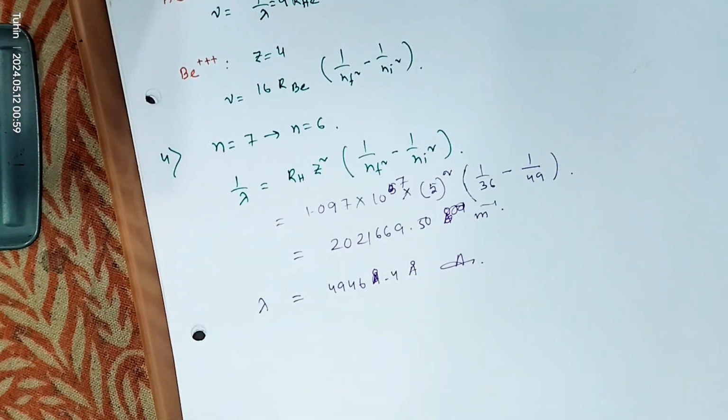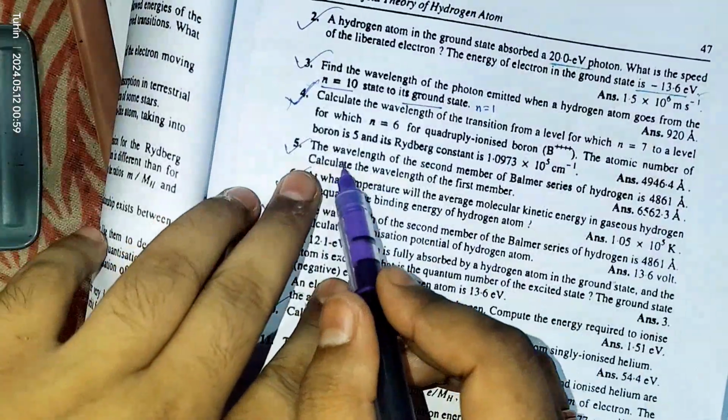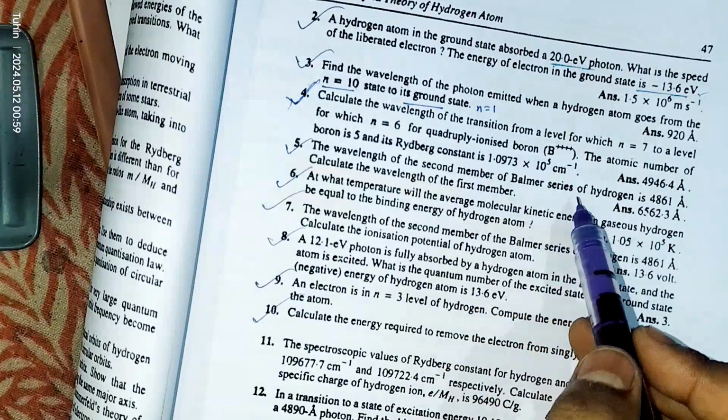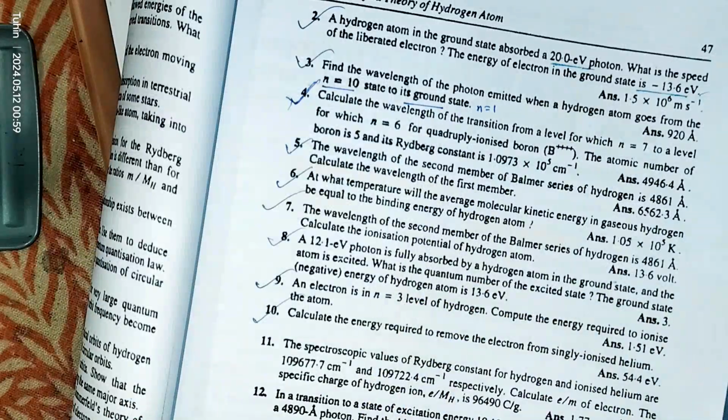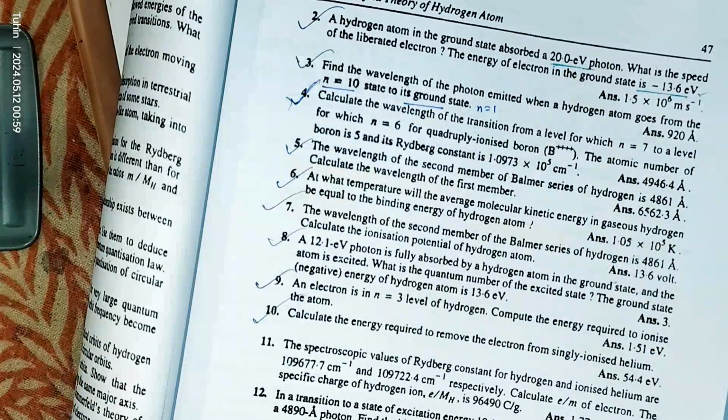Okay, now I am going to the next problem. So this is the given problem. It says that the wavelength of the second member of the Balmer series of hydrogen is 4861 angstrom. Calculate the wavelength of the first member. So this is not a hard task. First of all, I will use the formula for hydrogen-like atoms, 1 by lambda equals RH into 1 by nf square minus 1 by ni square. After that, I will evaluate the value of RH and substitute it.